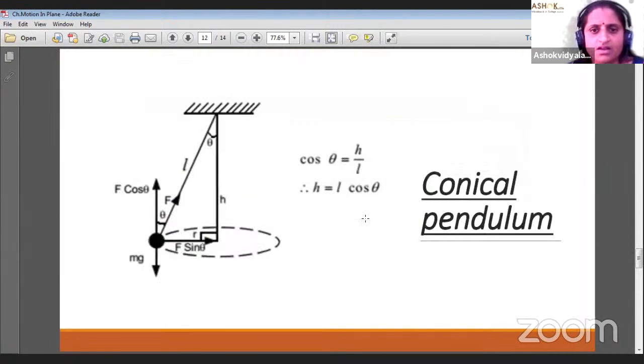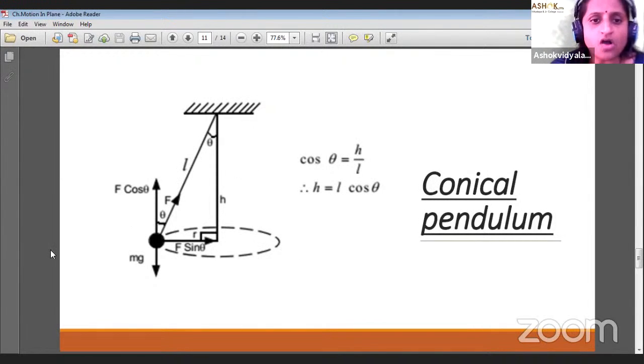See, here we can say that in the conical pendulum, the tension, which acts on the object, can be resolved into two components, F cos θ and F sin θ. F cos θ is balanced by the weight mg, but F sin θ is nothing but the centripetal force, mv square upon r, that is m r ω square.